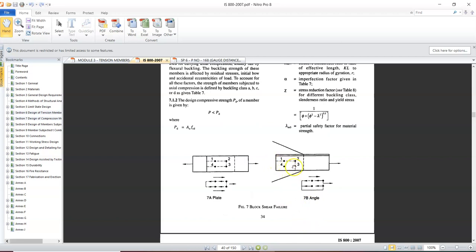Now here there are two rows of bolts. In our case, it is a single row of bolts. Block shear takes place from the edge of the angle. This is the connected leg and this is the outstanding leg. You can see the thickness. So from the edge of the plate along the row of bolts, and from the innermost bolt, it comes towards the toe of the angle, not the heel of the angle. This is the heel of the angle and this is the toe of the angle.